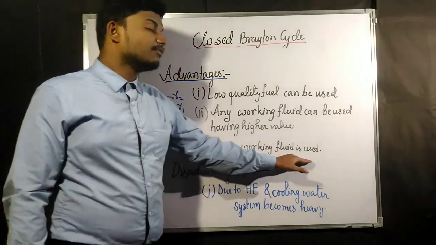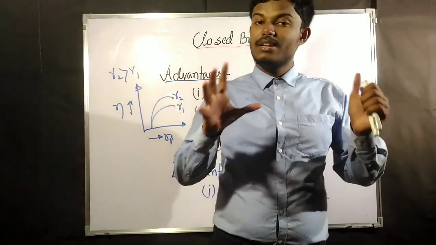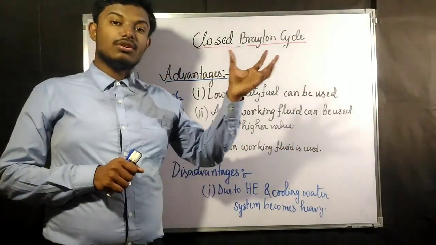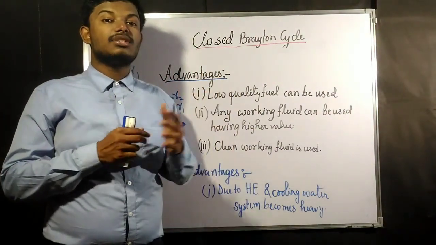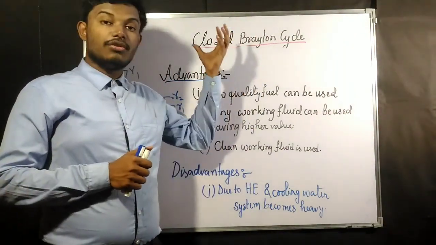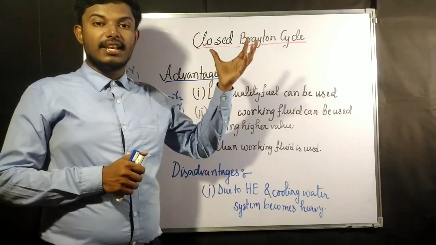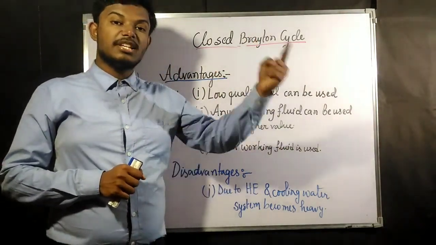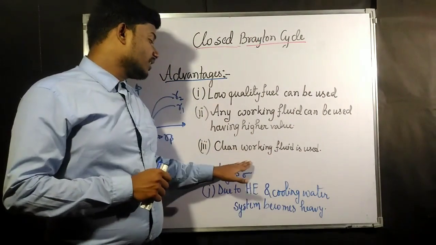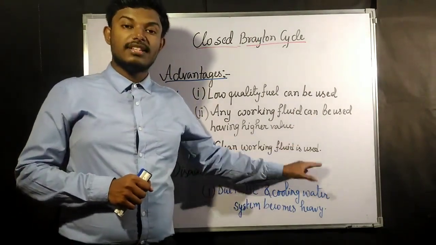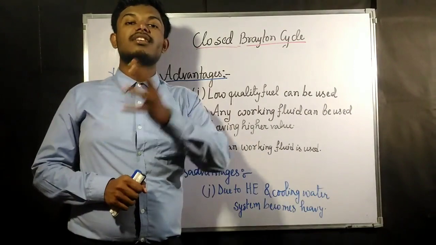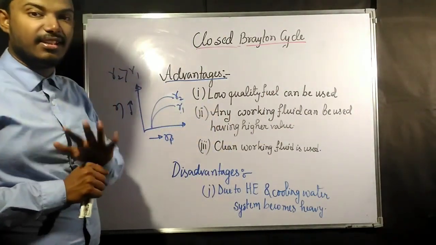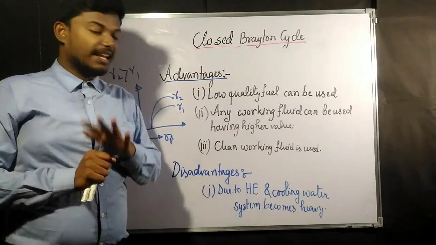Third one is clean working fluid is used. Since clean working fluid is used, the corrosion, the erosion, the wear and tear which used to happen in case of open Brayton cycle is not going to happen now, because the working fluid which is moving through the machine parts is going to be clean. Only the clean working fluid is used. That is the reason the machine parts are not going to get wear and tear very easily, or the chances of getting them are less.